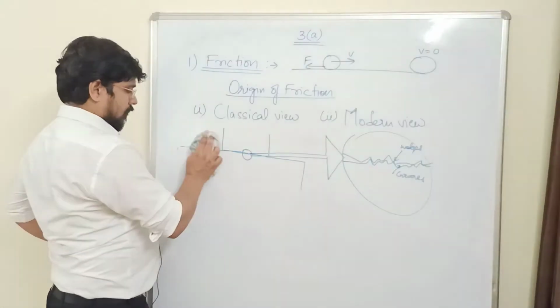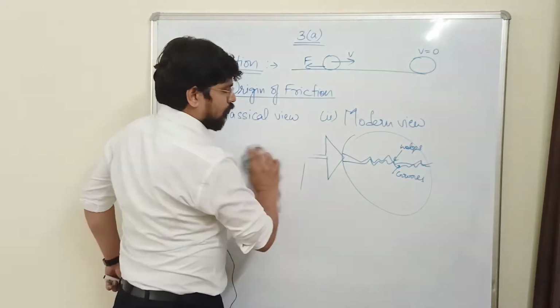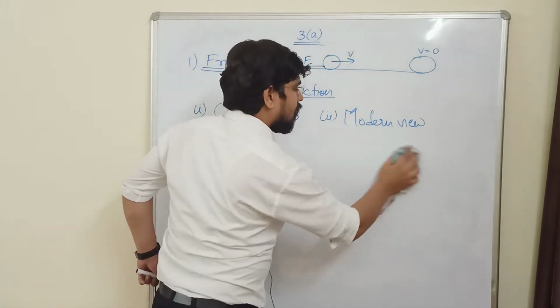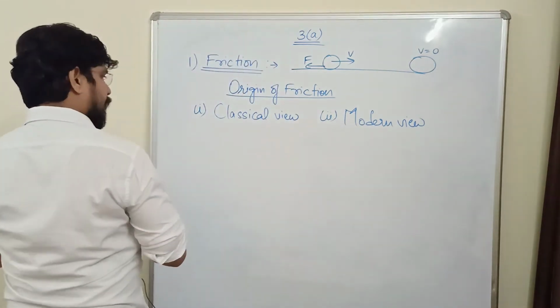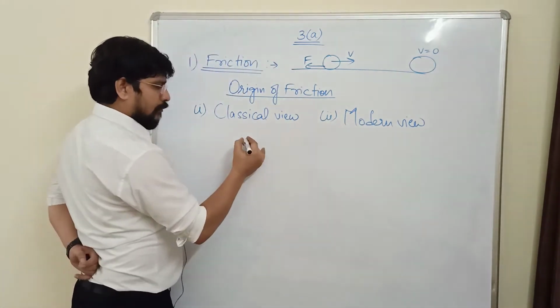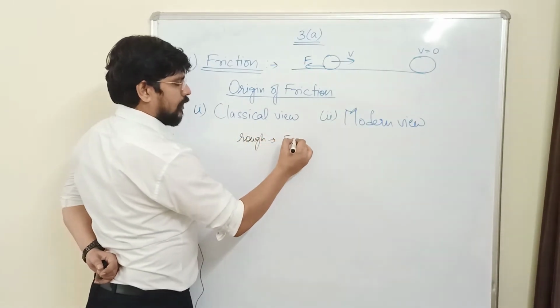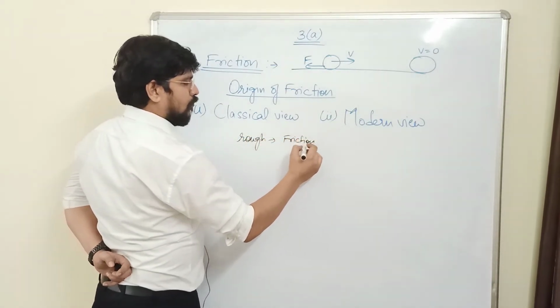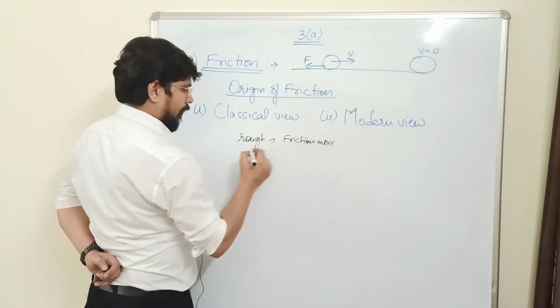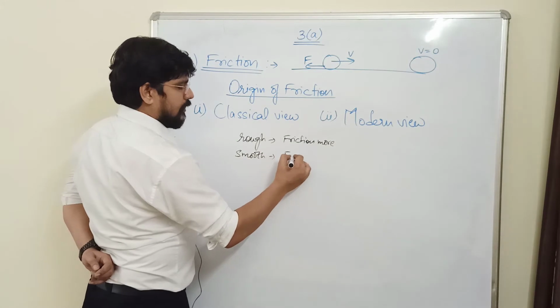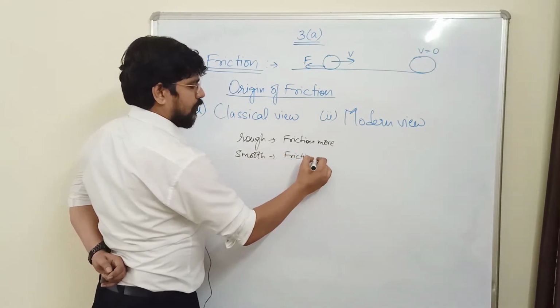But this classical view is not able to answer the question, what happens if we make the surface smooth? So here is one interesting point. If surfaces are rough, we know that friction is more. If the surface is smooth, friction is less. Friction reduces.